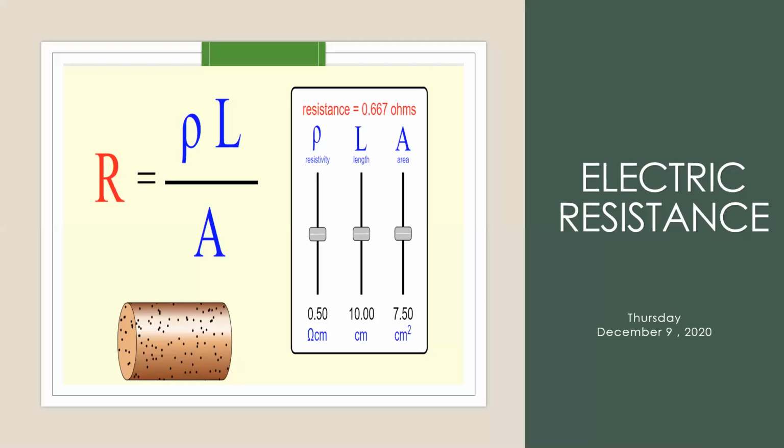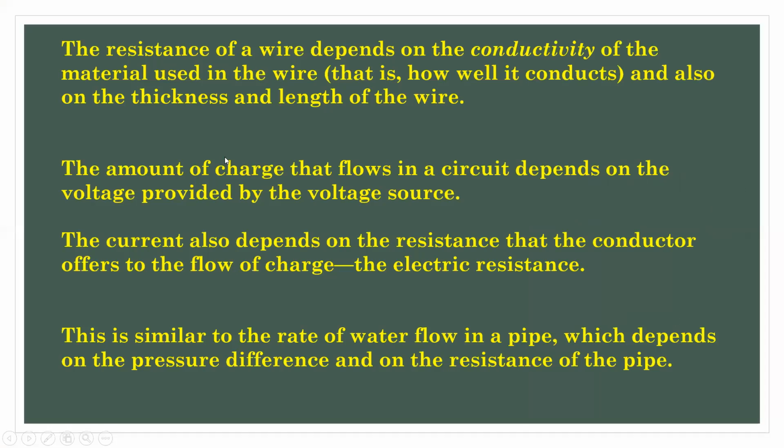So today we will talk about chapter 34, lesson 4, which is about electric resistance. Now, the resistance of a wire depends on the conductivity of the material used in the wire, and the thickness and the length of the wire.